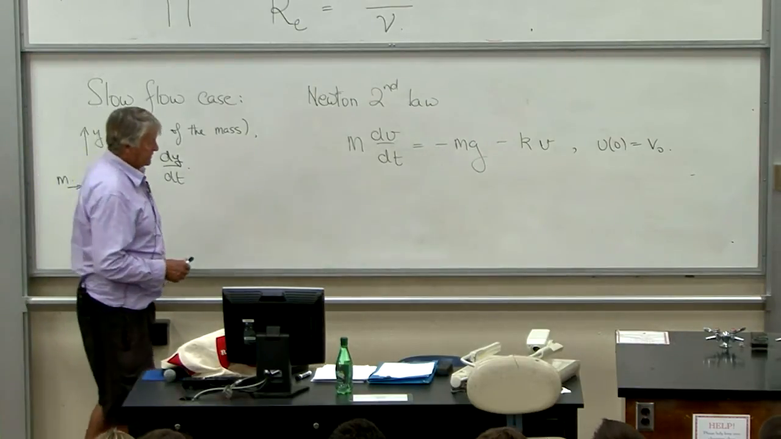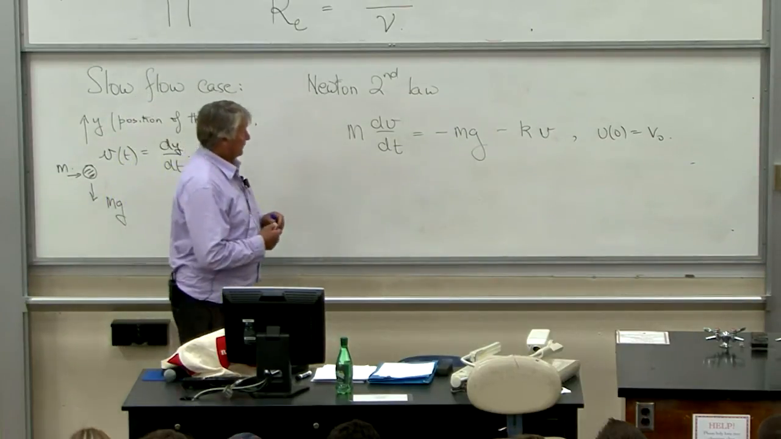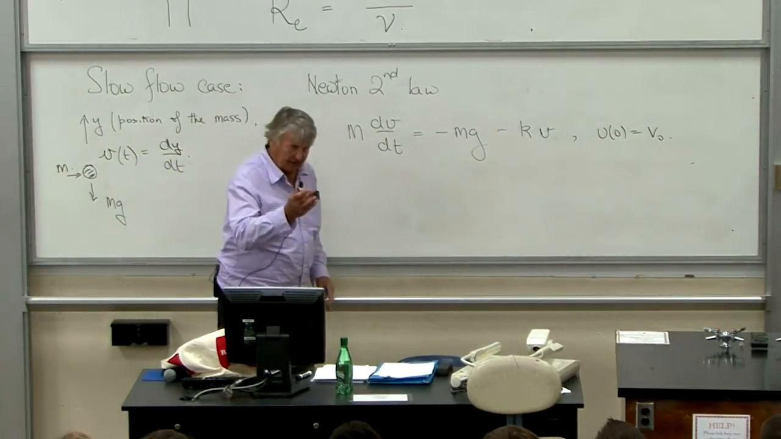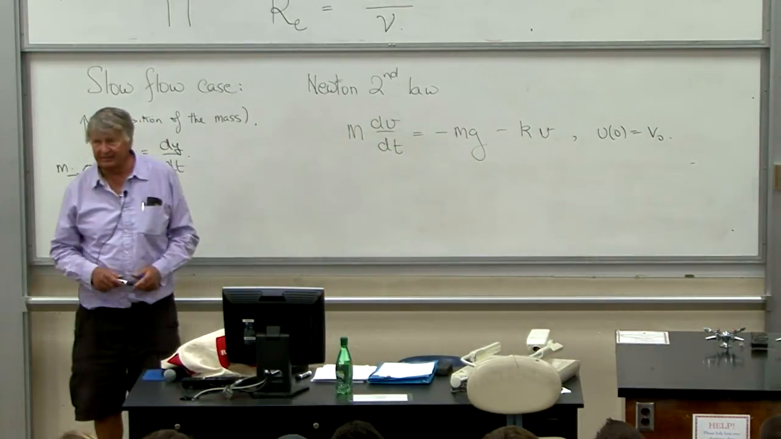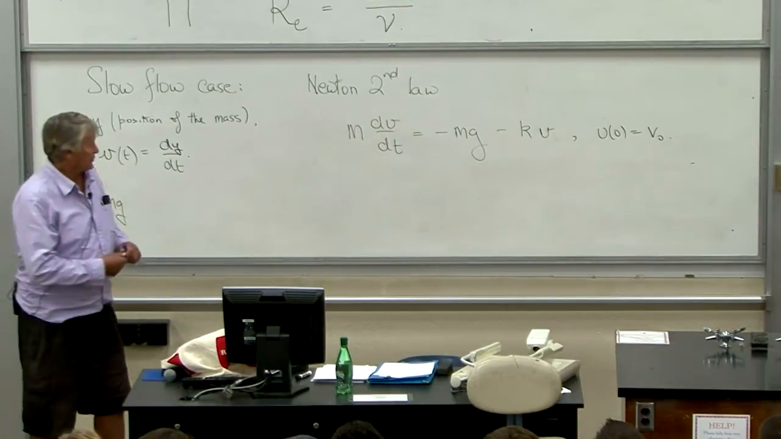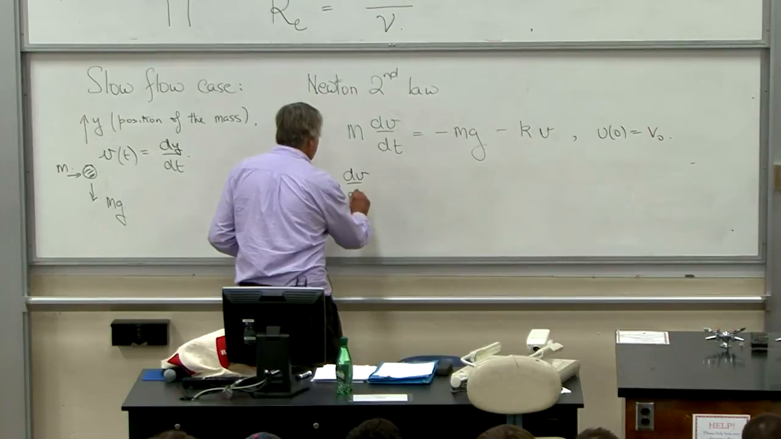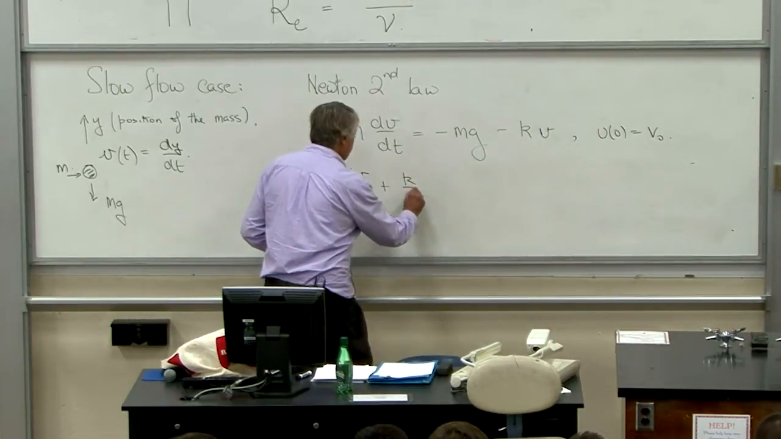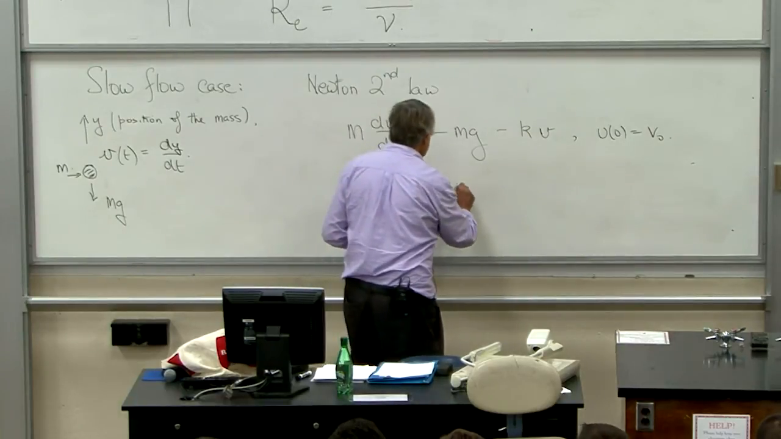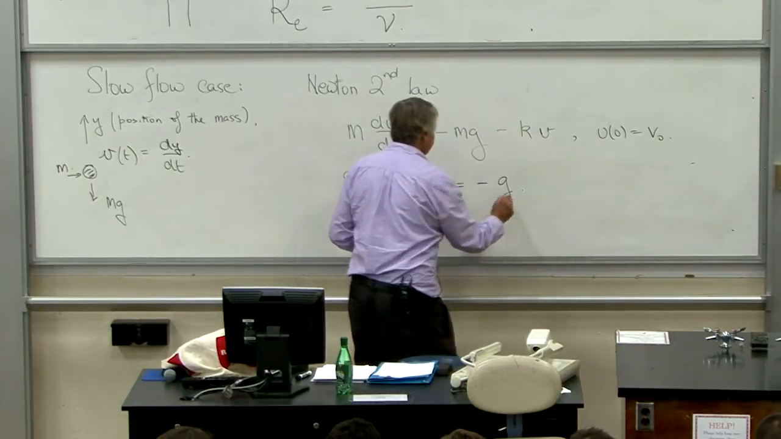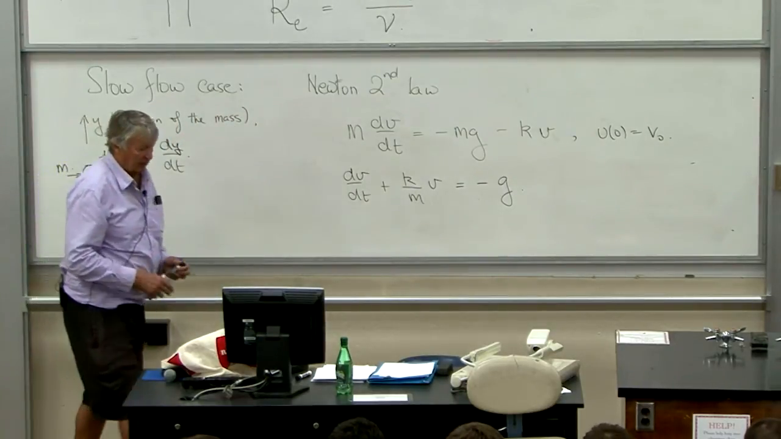So, this is a very easy equation to solve because it's linear, they're all constant coefficients, it's all the nice things. So I'll rewrite it by dividing across by m: dv by dt, plus k over m times v, brought that term to this side, equals minus g. So now I want to solve this.